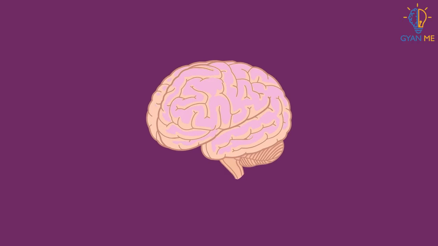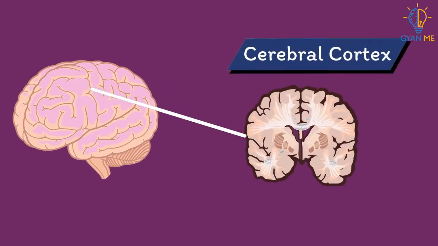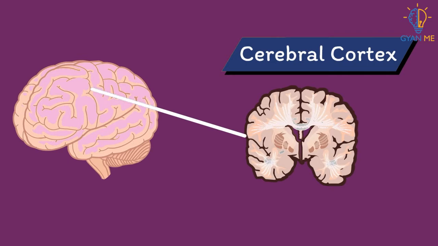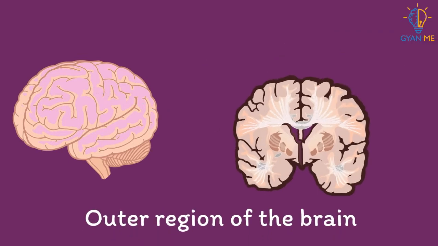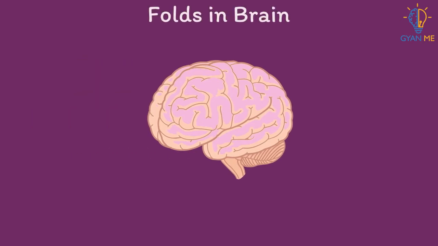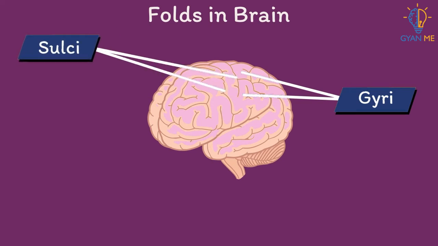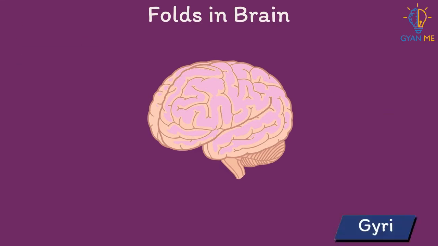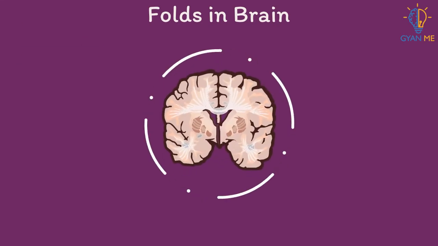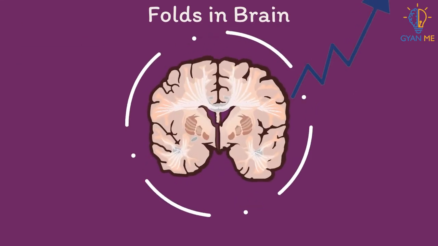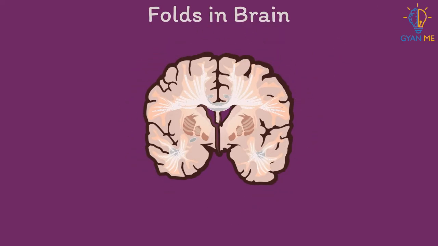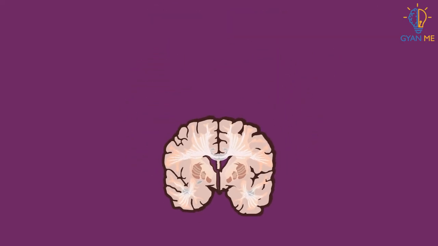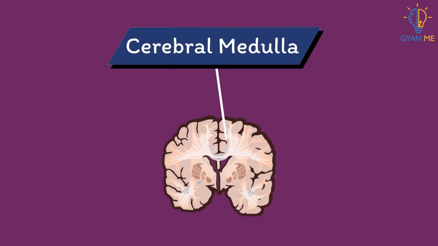The outer portion of each cerebral hemisphere is called cerebral cortex. Students, cortex in this context means outer region of the brain. The cortex is extremely folded, forming elevations called gyri and depressions between them called sulci. These folds increase the surface area of the cortex and hence increase efficiency of brain and also memory power. The inner or middle part of cerebrum is called cerebral medulla.